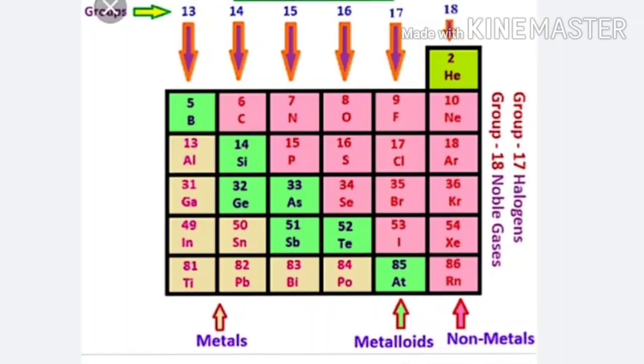Atomic and ionic radius: down the group, atomic and ionic radius increases because an extra shell is introduced. Density: down the group, density increases because of increase in metallic nature. Ionization energy: down the group, ionization energy decreases because of increase in atomic radius. Electronegativity: down the group, electronegativity decreases. And electron affinity: down the group, electron affinity decreases.